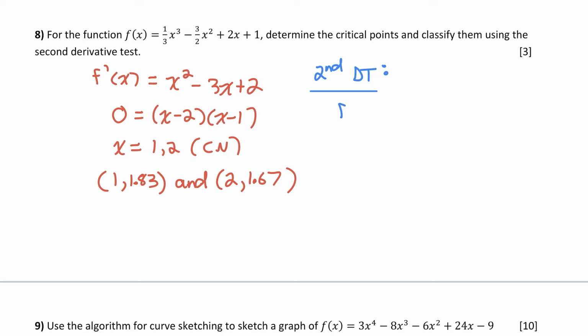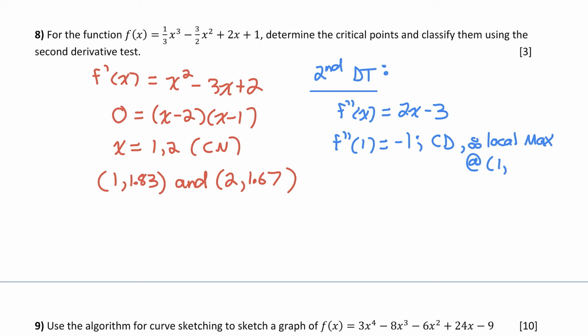So let me find the second derivative. If I differentiate the first derivative, I get 2x minus 3. F double prime at 1, if I sub in 1 into that second derivative, I get negative 1. The fact that it's negative means that at an x value of 1, f at x is concave down. Therefore, it is a local max at the point 1, 1.83.